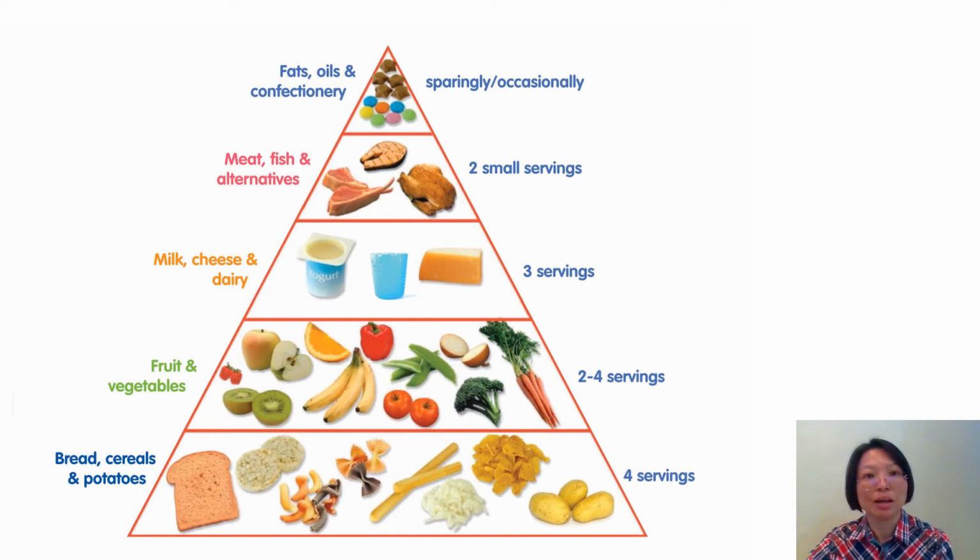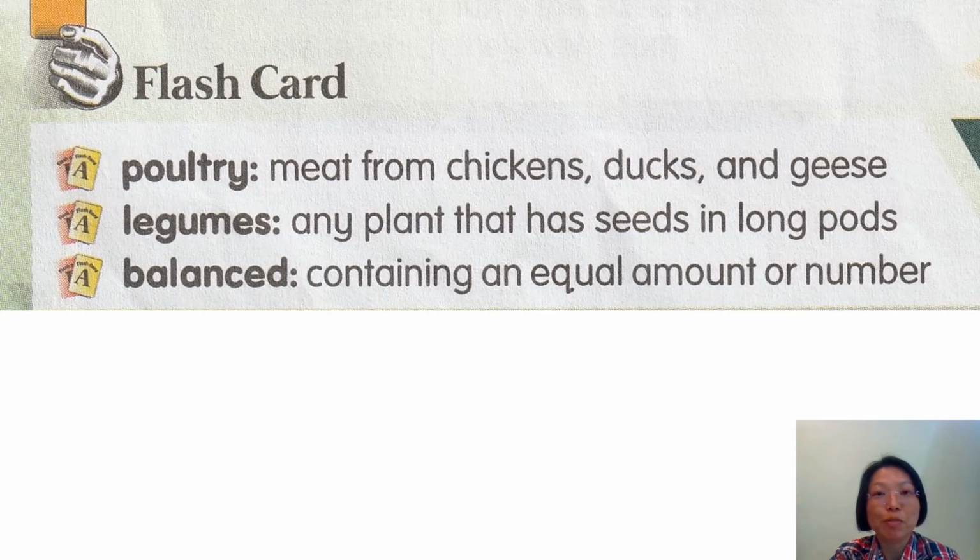Confectionery are food that is made of sugar, like cakes, or maybe sweets or chocolates. So these are the foods that we call confectionery. Before we look at the food pyramid from your textbook, let's learn these 3 words first.